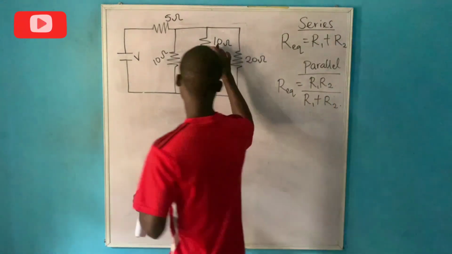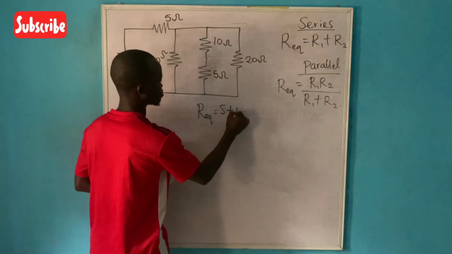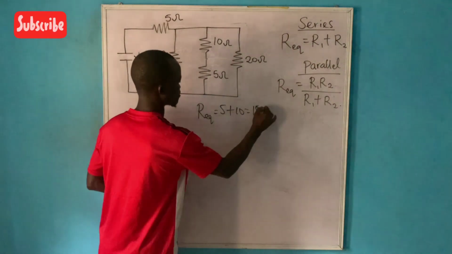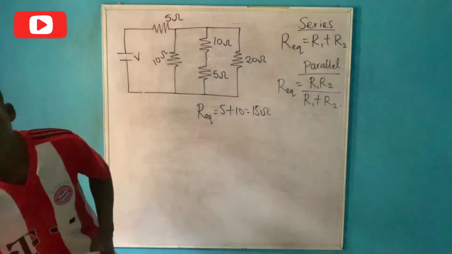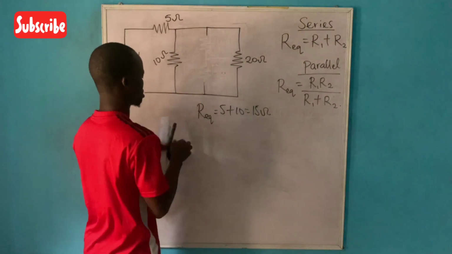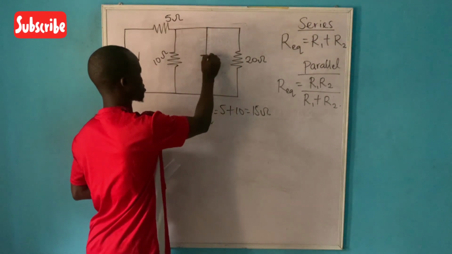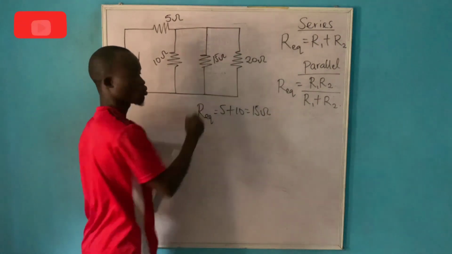And the equivalence of these 2 resistors is simply 5 plus 10, which will give us 15 ohms. So we can combine these 2 together. We can combine these 2 and we say that the equivalence of the resistors is simply 15 ohms.